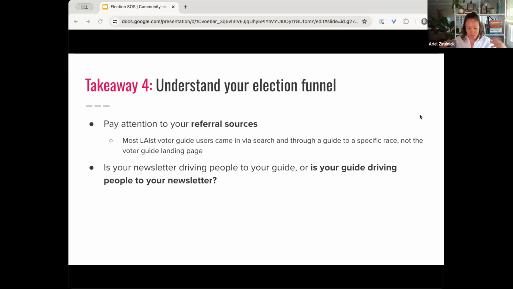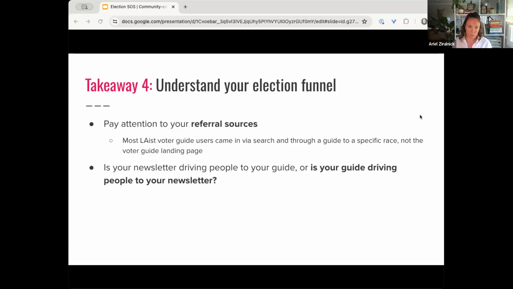So we had to really understand that the beginning of most people's experience with our voter guide was going to be, say, the LA County Assessor Guide or the California State Court of Appeals Guide. So we had to think about, how does that influence the membership box on the guide? How does that influence the newsletter box on the guide? How does that influence how we communicate the value proposition of our voter guide on these specific pages?